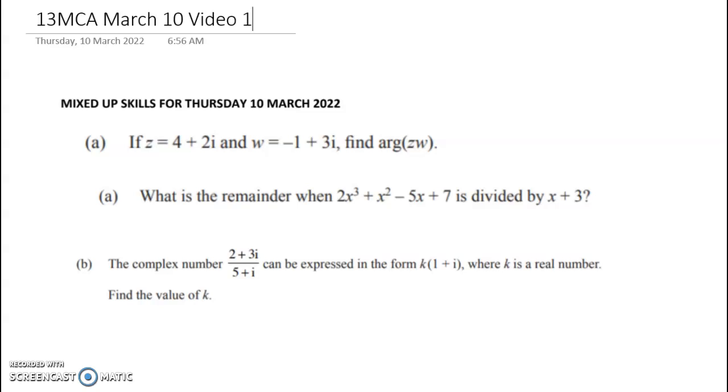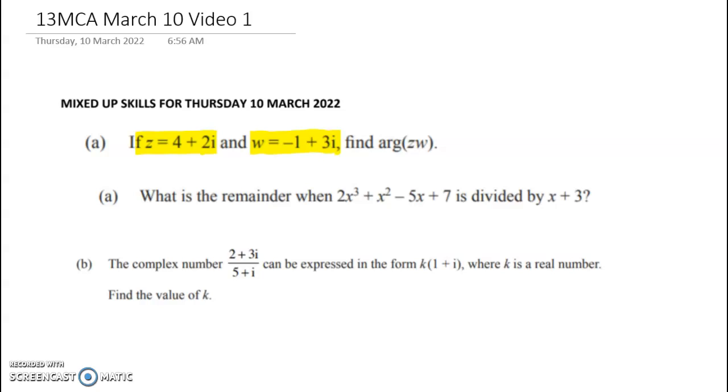So I'm just going to slowly work through all of these questions. And I'm starting with 3 questions that are achieved questions. So let's have a look at them. The first one gives us 2 complex numbers. We've got z is equal to 4 plus 2i, and we've got w equals negative 1 plus 3i.